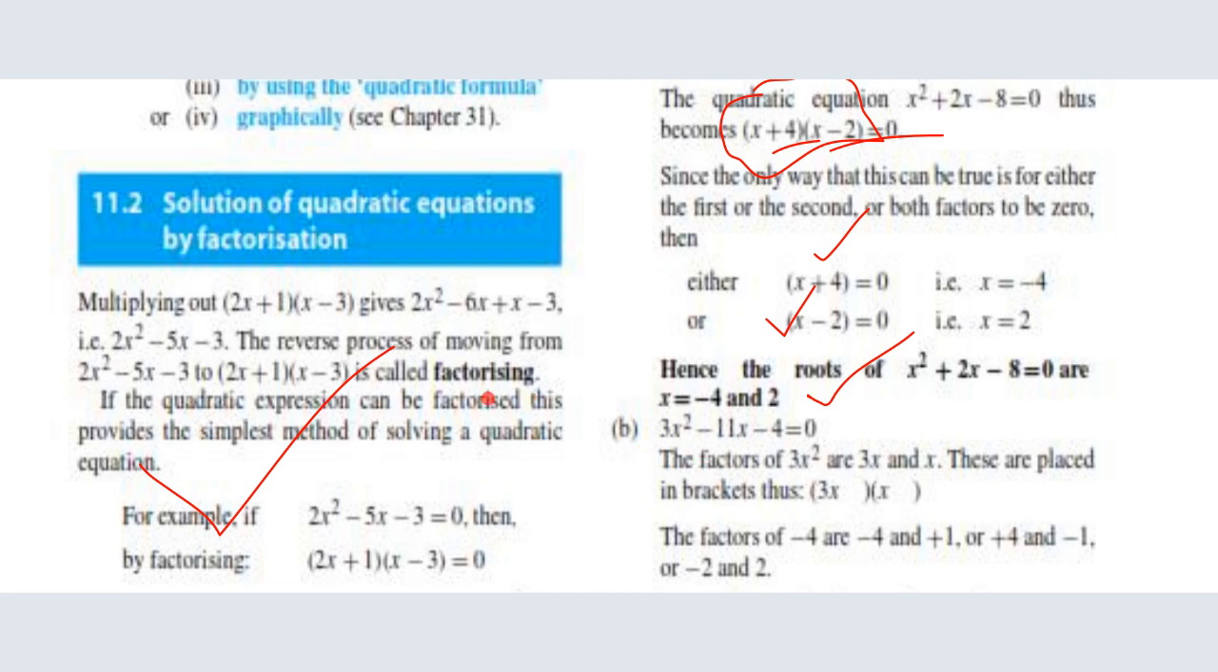So there is question B here. You can just pick it and maybe try it at some point. This question B: 3x raised to power 2 minus 11x minus 4 is equals to 0.